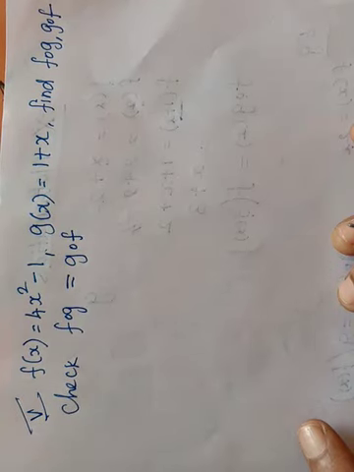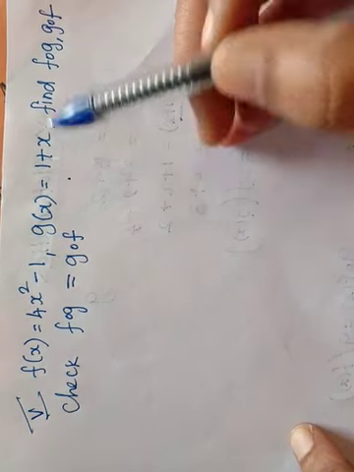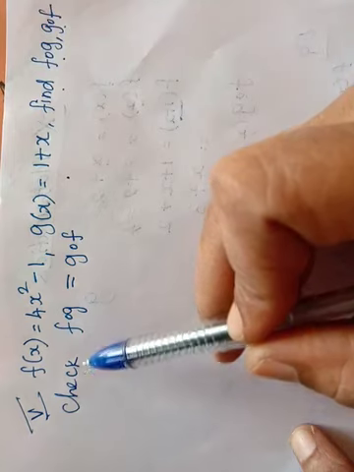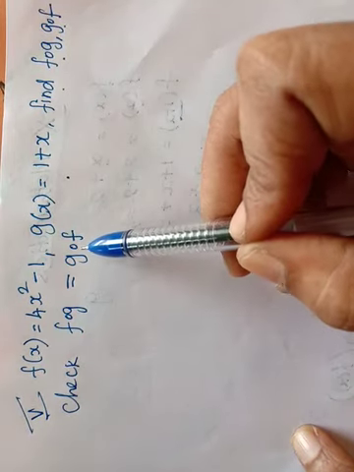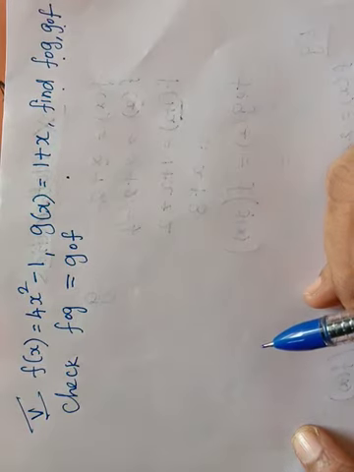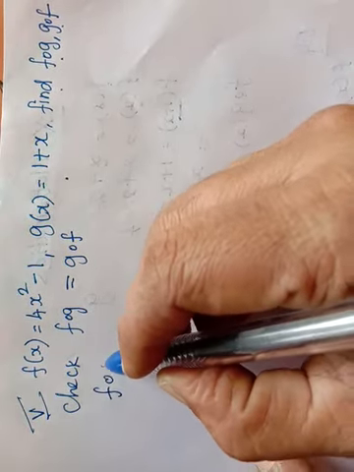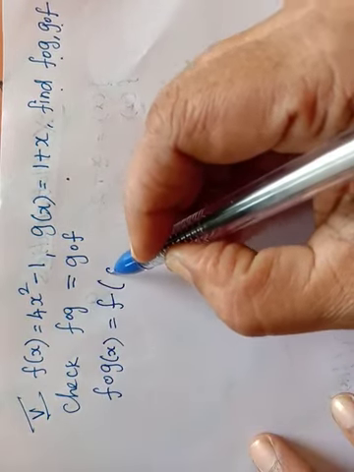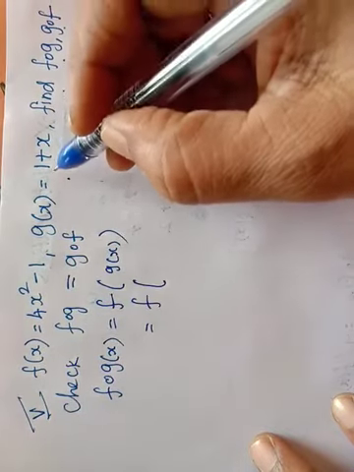Fifth question: f of x equal to 4x squared minus 1, g of x equal to 1 plus x. Find f composite g and g composite f, and verify whether f composite g equals g composite f or not. They are asking you. Again, here I said f composite g of x equals f of g of x. Then what is g of x that you have?